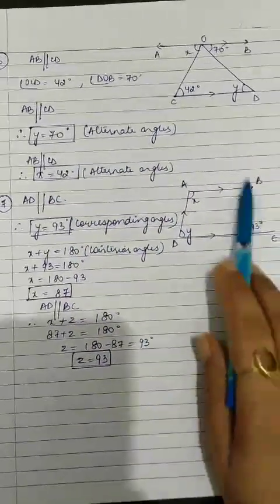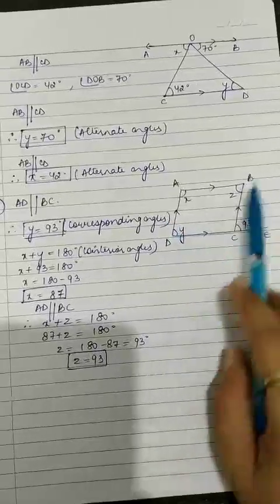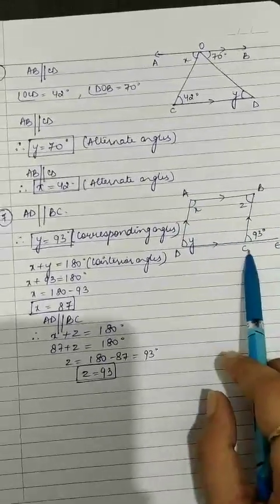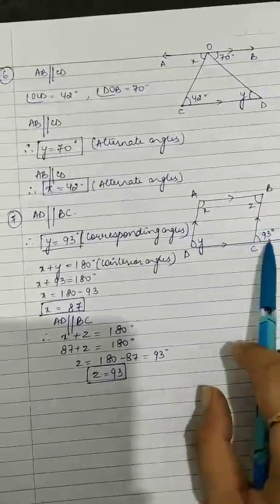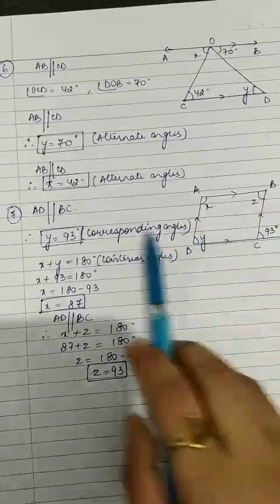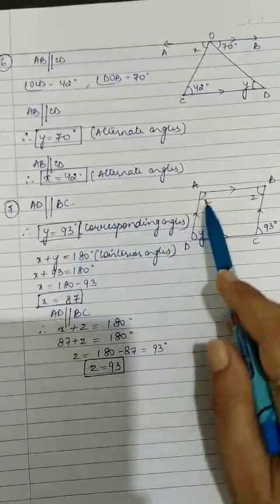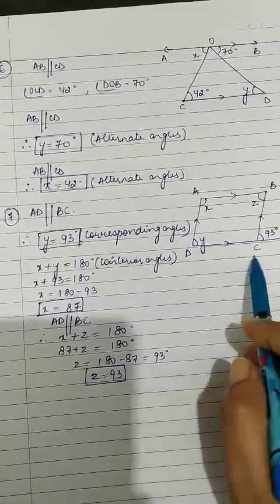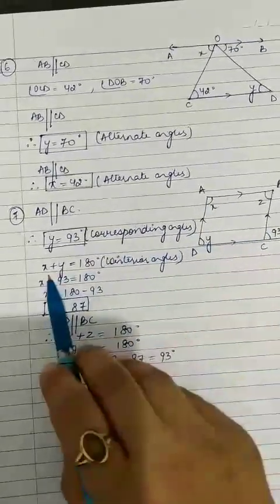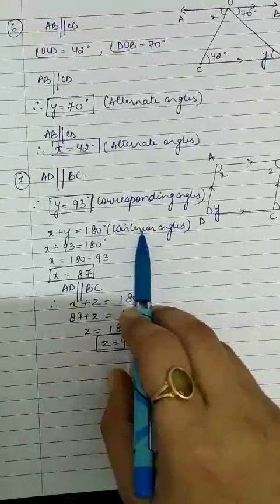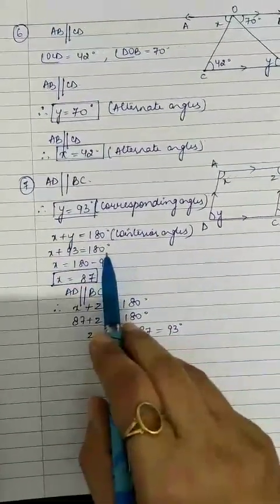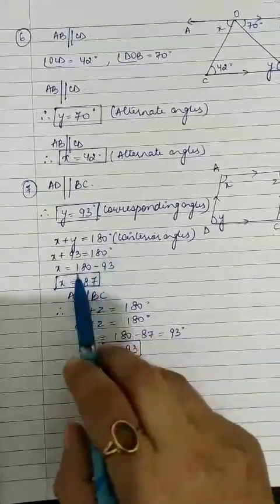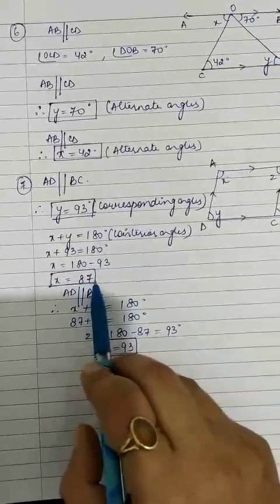Last question, children. Figure is given to you. AD is parallel to BC and AB is parallel to DC. Here it is given to you 93. If AD is parallel to BC, then Y is equal to 93, corresponding angles. Then AB is parallel to DC, therefore X plus Y is equal to 180, co-interior angles. Y you have calculated 93. So X plus 93 is equal to 180 and X is equal to 180 minus 93, which is equal to 87.